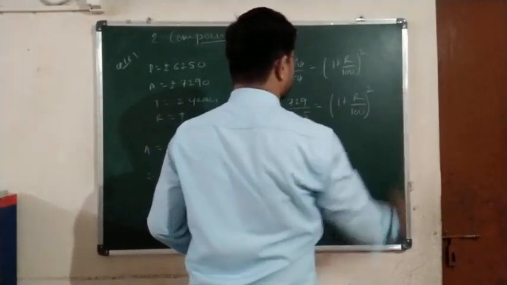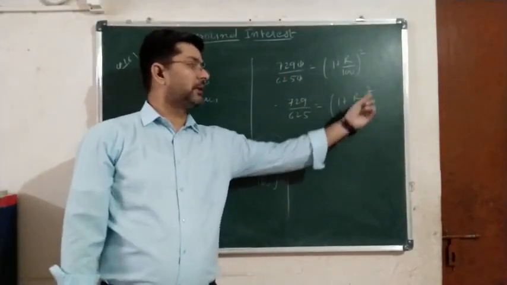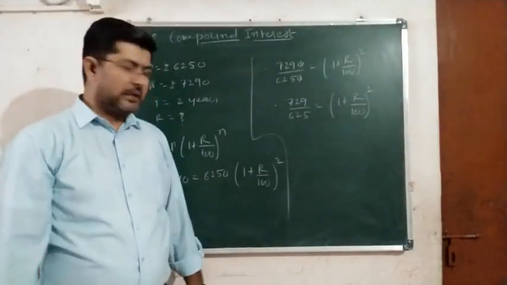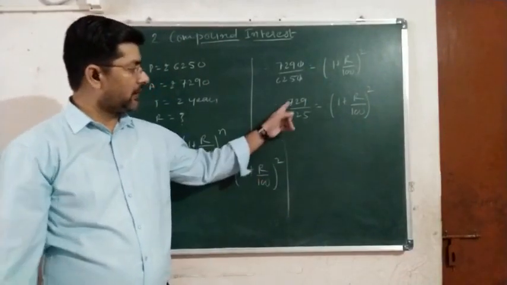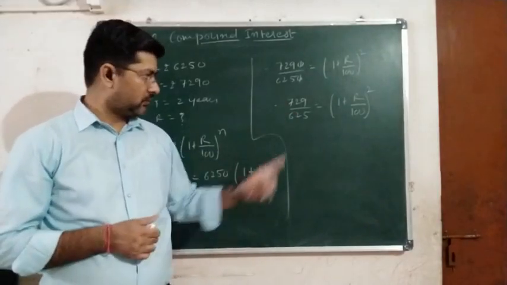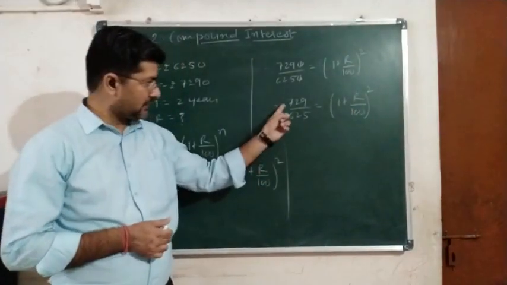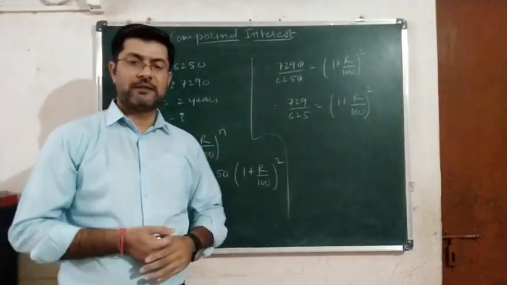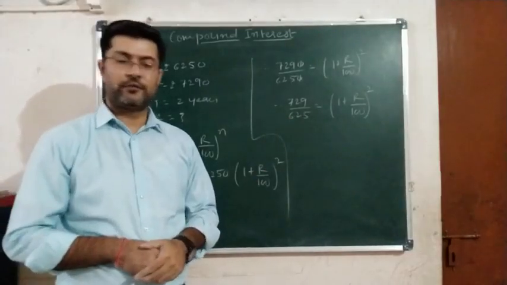Now look at the right hand side. The power of the bracket is 2. Since the exponent on the right hand side is 2, on the left hand side also we will try to write both numerator and denominator as a power of some number, as a square. We will write 729 and 625 both as a square of some number. We know that 729 is the square of 27 and 625 is the square of 25.